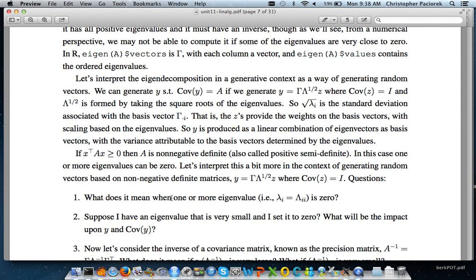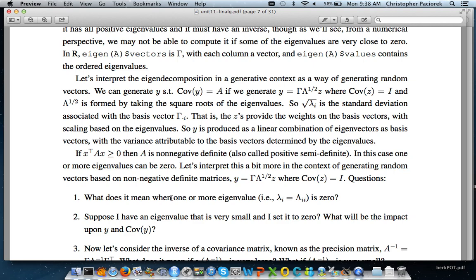Okay, so let's think about this in that context. What does it mean when one or more of these eigenvalues is equal to 0 in terms of these patterns? In this generative context, I'm taking linear combinations of these eigenvectors. So if one of these happens to be 0, what does it mean? Well, when I combine these, one of these z stars is going to be 0. It has no variance.